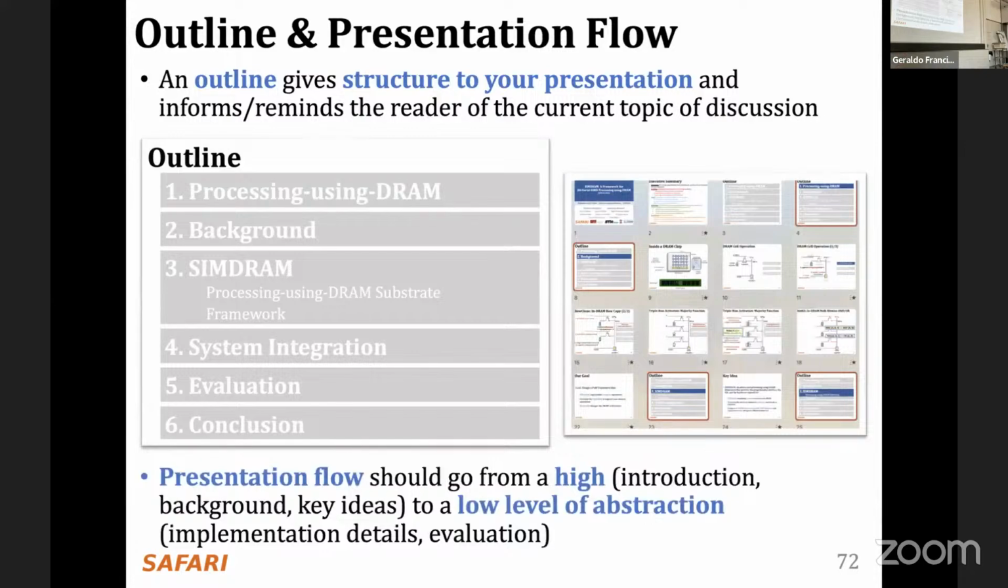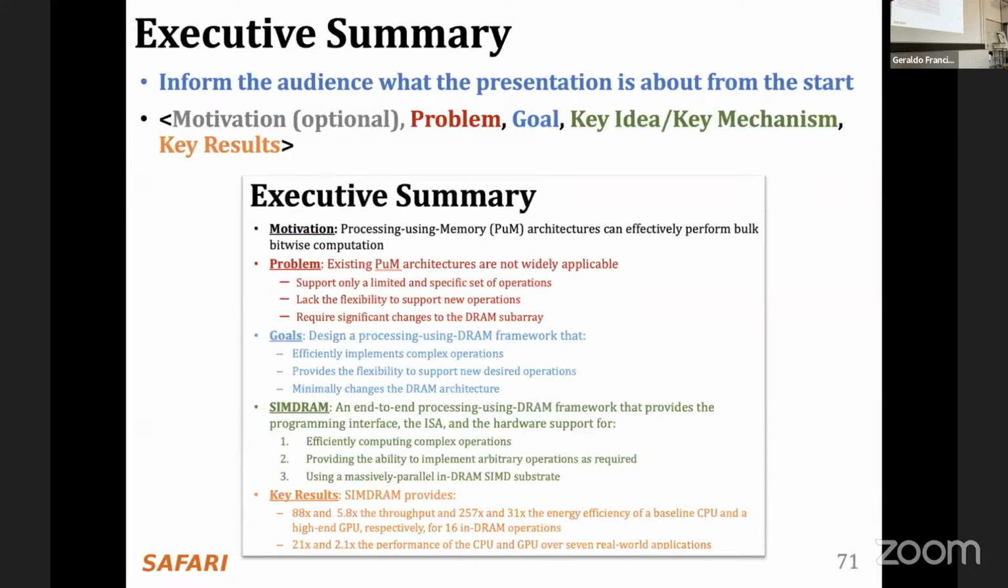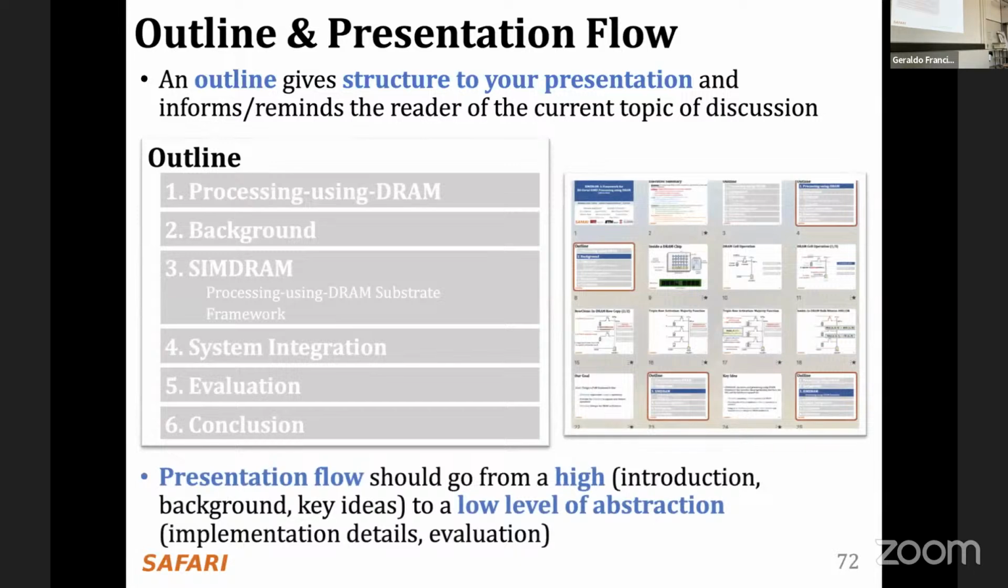And in terms of execution flow, your presentations will always go from the higher level of abstraction, from the introduction to the background and key ideas, down to the lower level of abstraction, the implementation details. So never start with implementation details from the get-go, because the audience is not warmed up on the jargon and the concepts that you're going to use. So from higher to lower level of abstraction.